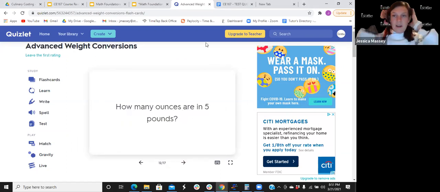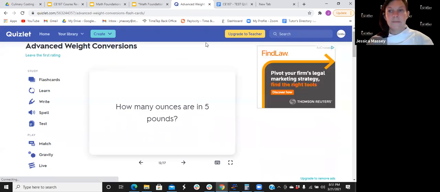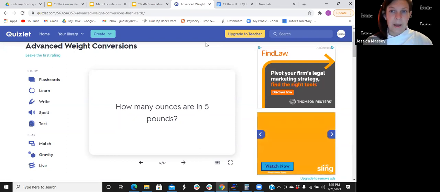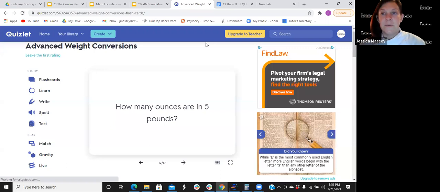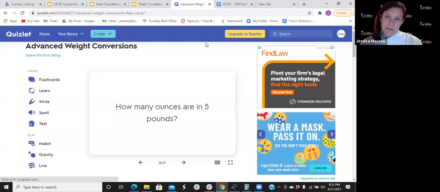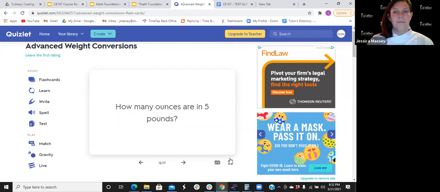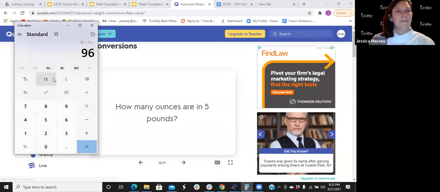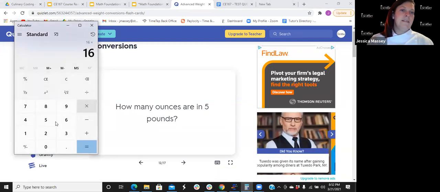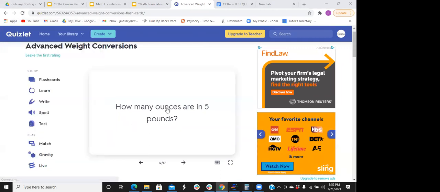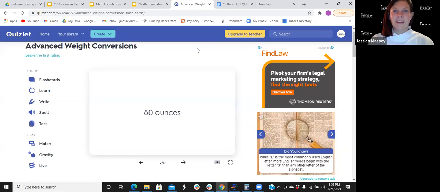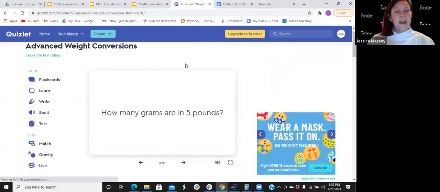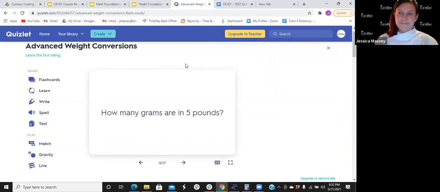How many ounces are in 5 pounds? So how many ounces are in 1 pound? First step always breaking it down. So you would know there's 16 ounces in 1 pound. Multiply it by 5. 16 times 5. Is it 80? Yeah, nice job. You beat me to it. You guys are getting the hang of it. How many grams are in 5 pounds?